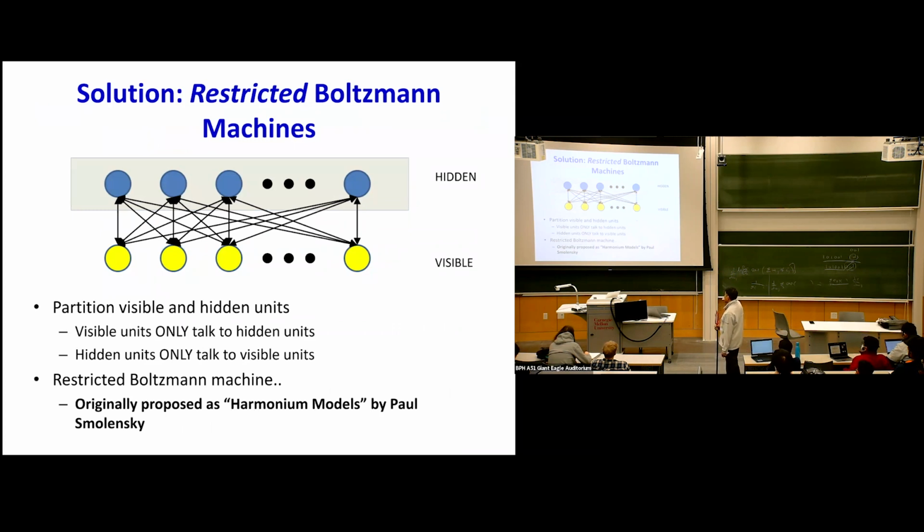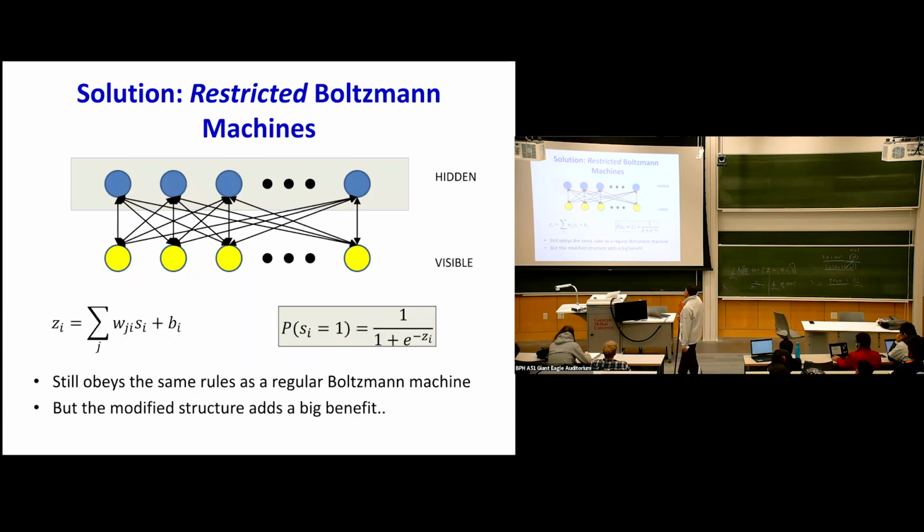This is called the restricted Boltzmann machine. It was originally proposed as a harmonium model by Paul Smolensky over at Johns Hopkins, I think. So think about it this way. It's still the same approach, right? Every neuron gets a field, and its value is flipped according to the field.